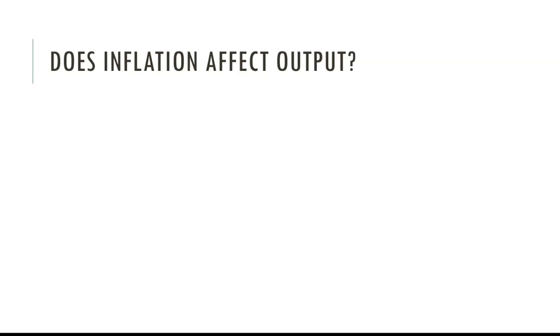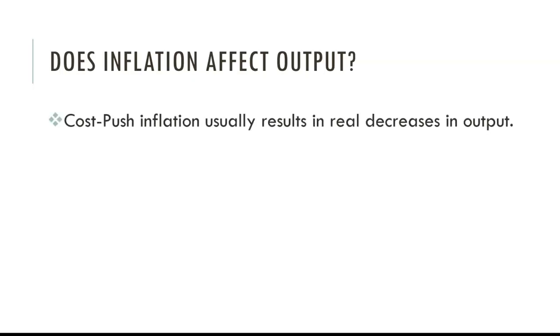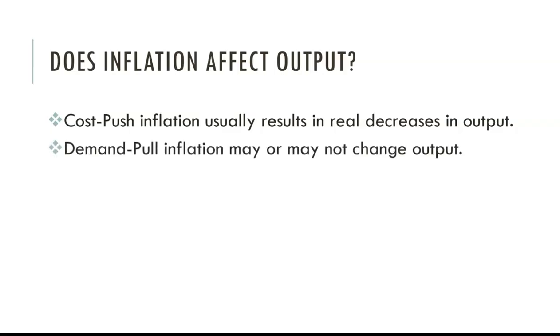So does inflation affect output? Cost-push inflation usually results in real decreases in output. We have our supply curve shifting to the left, at a higher equilibrium price and a lower equilibrium quantity. Demand-pull inflation may or may not change output. We're going to see this in our later chapters when we talk about aggregate supply and demand, but depending on if our aggregate supply curve is horizontal or more vertical, increasing demand may not be able to affect output very much. If we're working at our full capacity as an economy, increasing demand is just going to cause prices to go up.